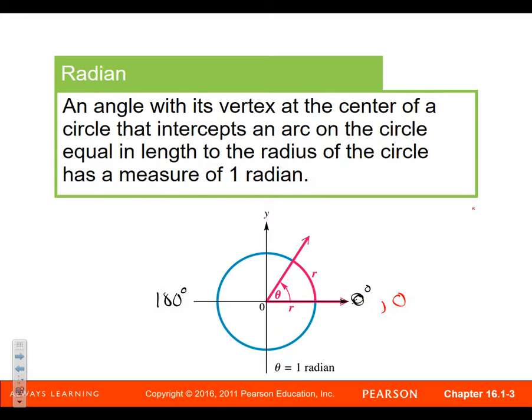Okay, magic happens here. Let's say I traveled all the way across. I traveled 180 degrees. I have traveled pi radians. Why pi? You remember the distance across the circle, the circumference thing? Pi times. Yeah, it has to do with that.